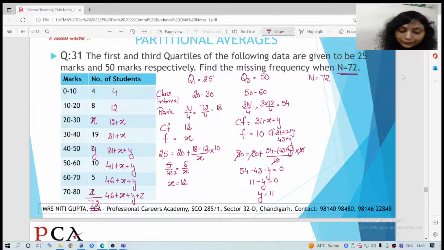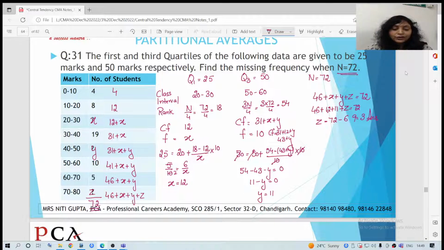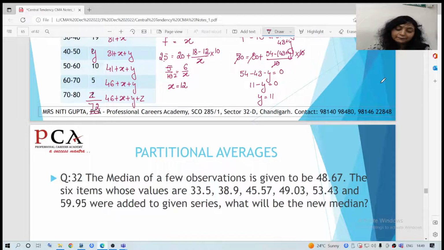So now the third equation we have been given, 46 plus x plus y plus z, is equal to 72. Now just put the values: x is 12, y is 11. So z is equal to 72 minus 69, so z is equal to 3. So this is the value: x is 12, y is 11 and z is 3.